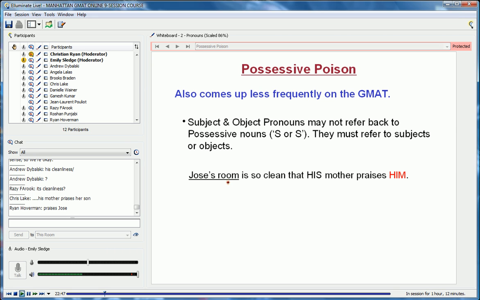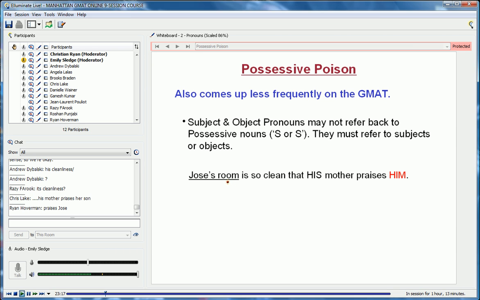I love these suggestions. So we can either have his mother praising his cleanliness, so we're actually inserting a noun, cleanliness, instead of him. In that case, Andrew's suggestion would be clear because Jose's cleanliness is what we're talking about. So the possessive wouldn't be a problem with his. You could even refer to the room's cleanliness, as Ravi is suggesting. Its cleanliness, its would have an antecedent of room, so that would be clear as well.